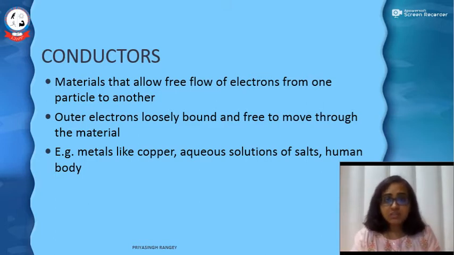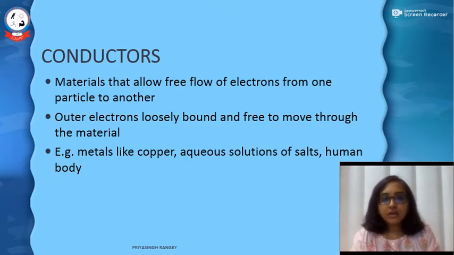The outer electrons can easily move out of the atom because they are loosely bound. The attraction force with the nucleus is quite less, and hence they are loosely bound to the atom, and so these electrons can easily move out of their orbitals and they can travel about in the material as free electrons.